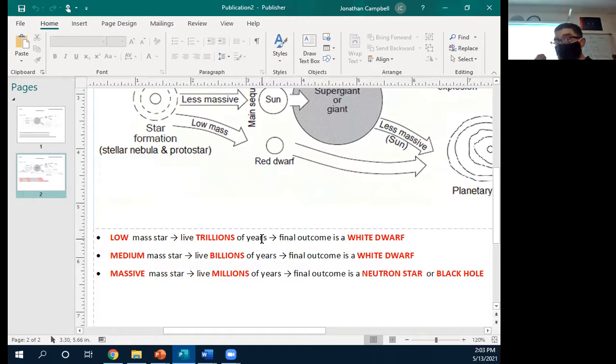So the same thing applies to stars. The larger the star, the faster it burns up its fuel. So the giant stars, the massive stars, they're only going to live millions of years. Whereas the medium and the low mass stars that are more efficient, they don't burn up as much gas. They're going to live billions to trillions of years.